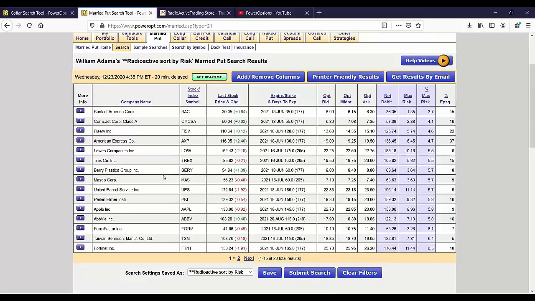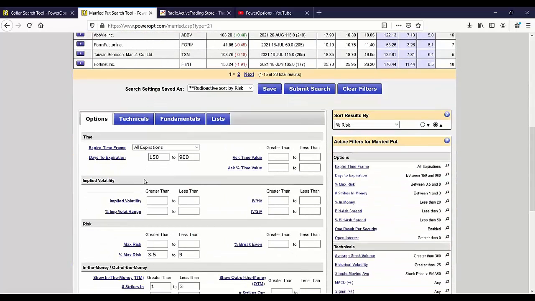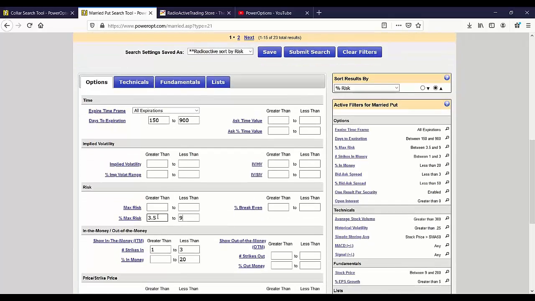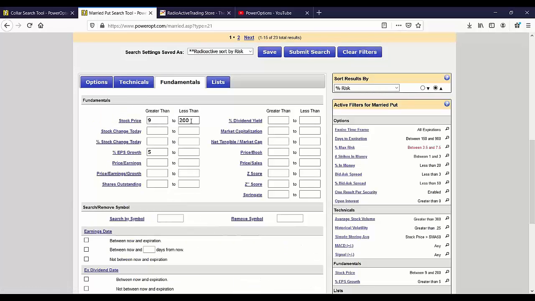Well, I put together another presentation today related to the end of year bonus offer for the blueprint, and it was related to the proper structure. And we reviewed going through the search tool and making some subtle changes. Some subtle changes I might make on the default radioactive search: we're looking for a risk of 3.5% to 9%. Let's say I lower that to 7.5%. In the stock fundamentals, the default's looking for stock price between 9 to 200, and I'm going to go ahead and put this down to 80 based on my portfolio.